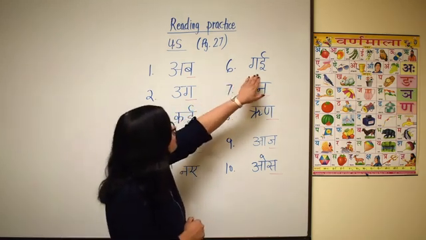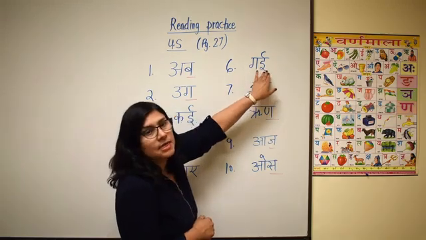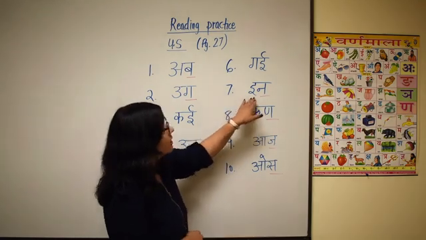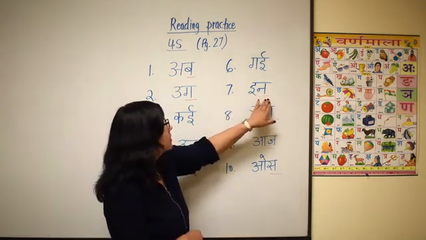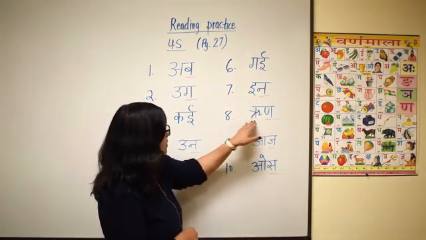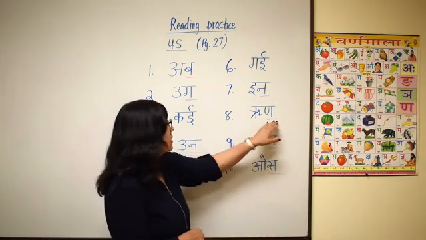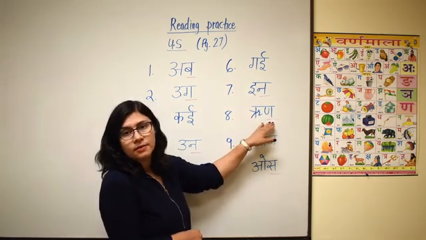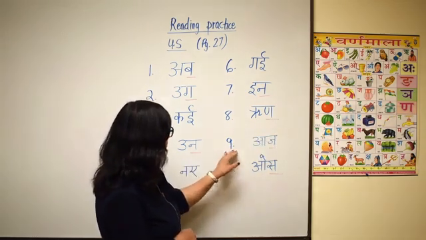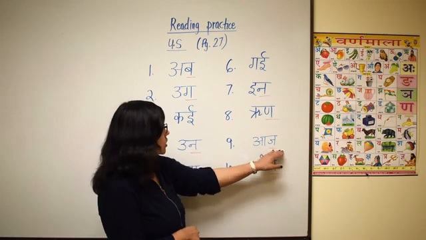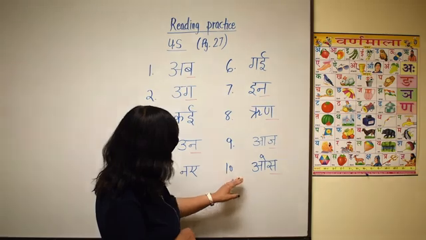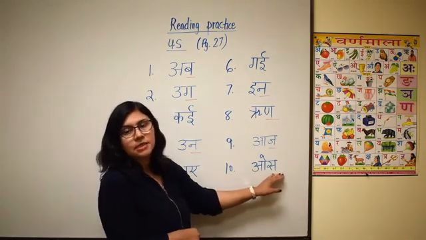Number 6, g e, gai. Number 7, I, N, in. Okay. Number 8, Ri, R, Rid. Again, Rid. Okay. Number 9, A, J, Aj. Okay. And number 10, O, S. O's.